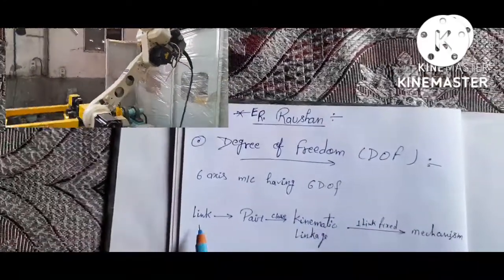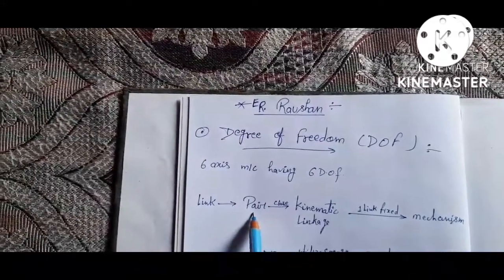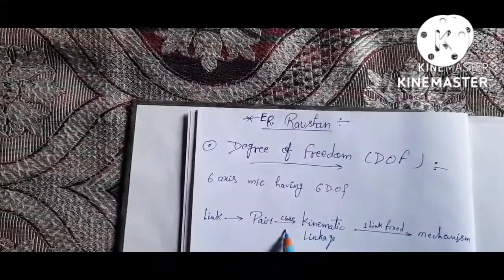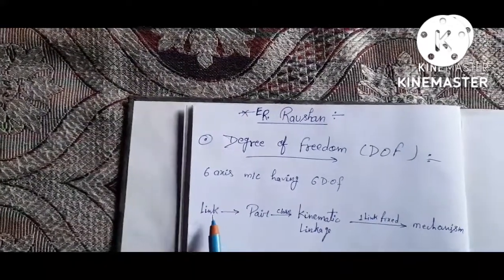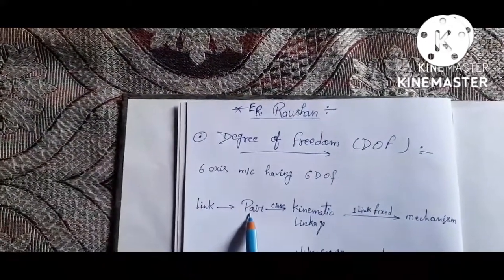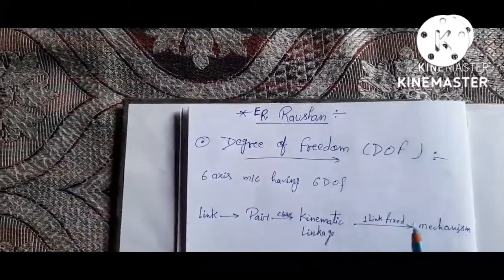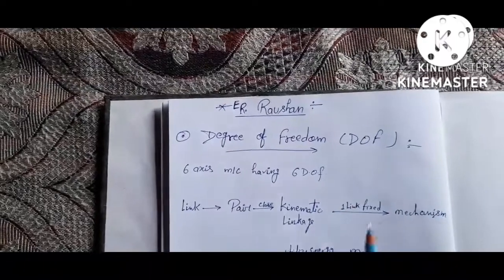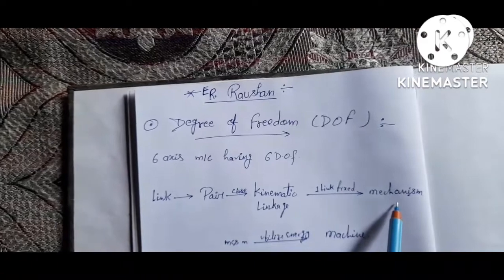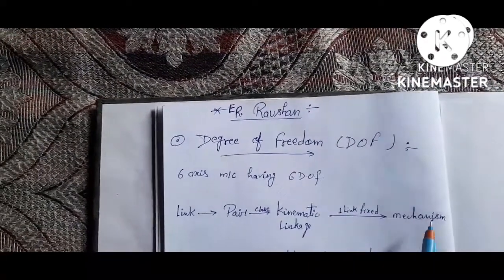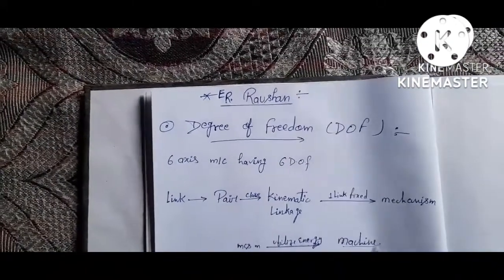So friends, if links are connected together, then it will become a pair. And if pairs are closed, then it will become a kinematic linkage. A kinematic link will become a kinematic pair, and if closed then it will become a kinematic linkage. And if in a kinematic linkage one link is fixed, then it will become a mechanism. If in a mechanism energy is utilized, then it will become a machine.